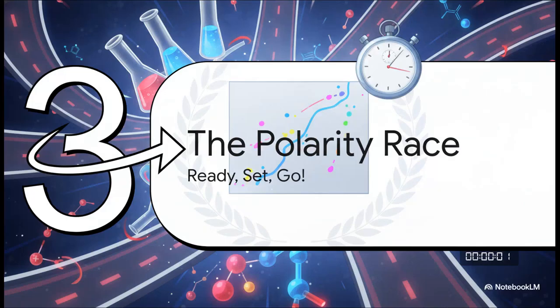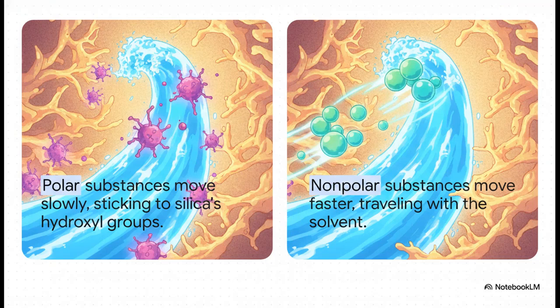Now that our plate is safely prepared, we enter Section 3, the polarity race. Ready, set, go! Now, what's really interesting about this is the invisible microscopic battle happening right before our eyes. As the solvent creeps up the plate via capillary action, it drags our samples right along with it. But the silica gel on the plate is heavily covered in hydroxyl groups, which makes it highly polar. It acts like a giant sticky obstacle course.